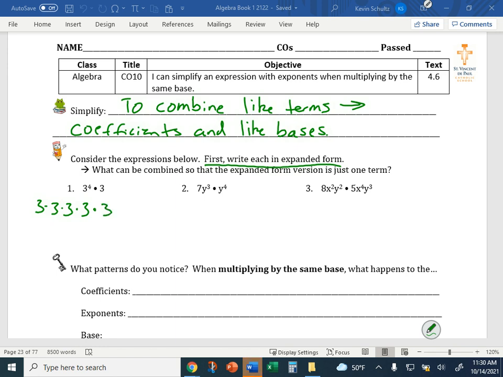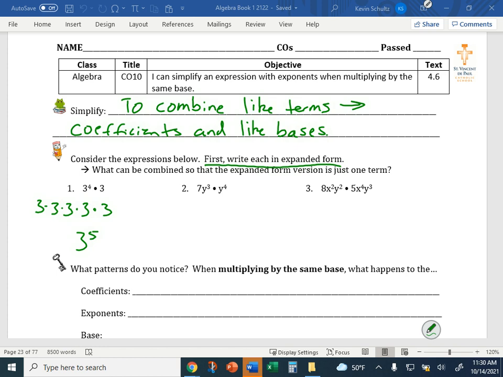How many 3's do we have in all? How can we write that 3 times 3 times 3 times 3 times 3 just as one term? John? 3 to the 5th power. There you go. You just simplified 3 to the 4th times 3. Okay? Let's look at the next one.